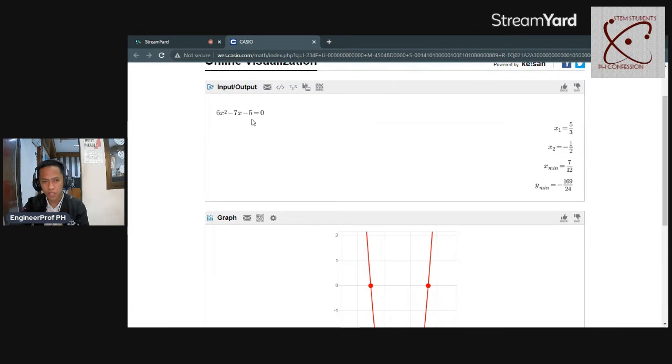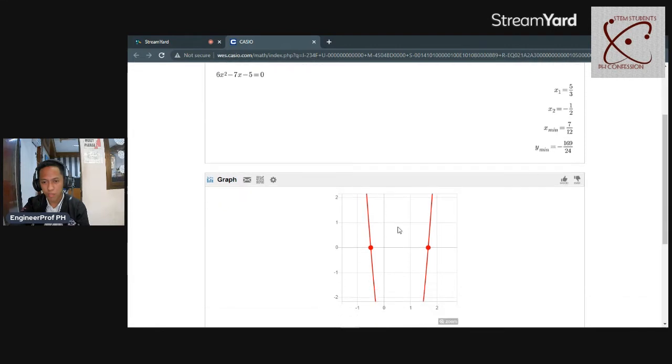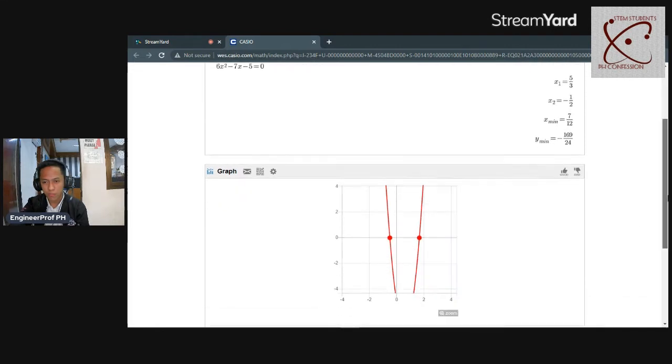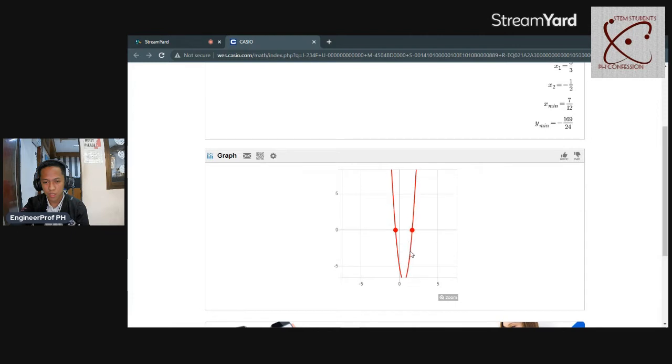And of course, if this is a parabola, we can see the x mean and y mean. Ibig sabihin, if x mean and y mean, okay, zoom out natin, you can see the curve. Ayan. X mean, Y mean, ibig sabihin nasa baba, di ba? Minima. Okay, ibig sabihin, this is a concaving upward curve.